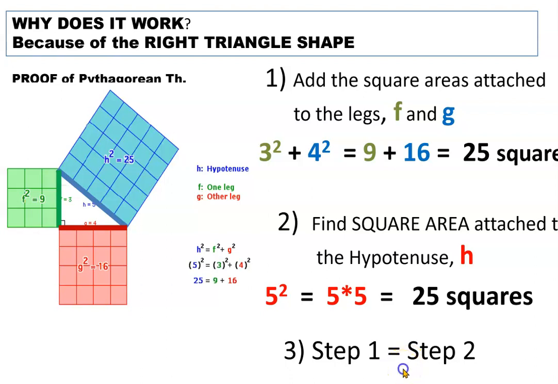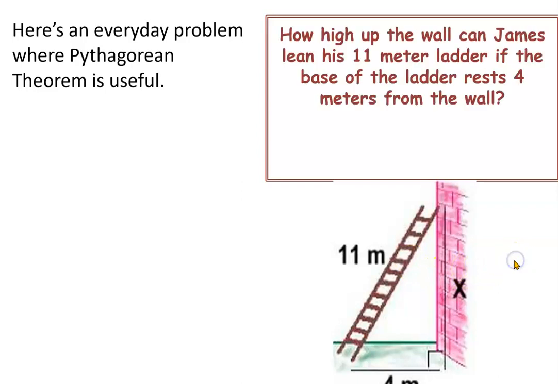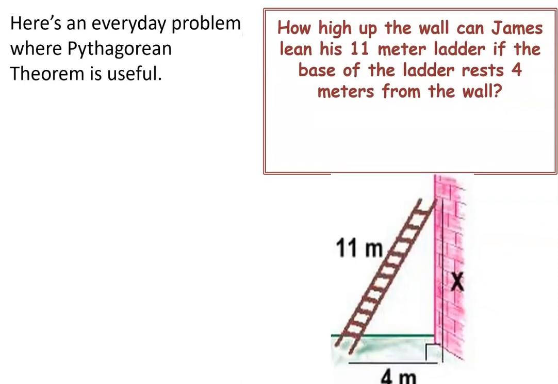So step 1 and step 2, basically, they're equal. Here's an everyday problem where the Pythagorean theorem is useful. We have a ladder. How high up the wall can James lean this 11-meter ladder if the base of the ladder is 4 meters from the wall?